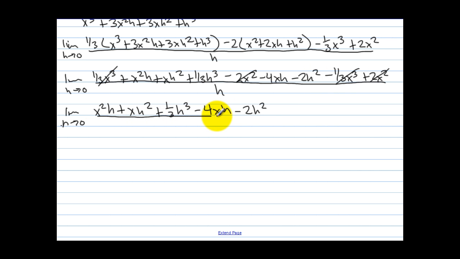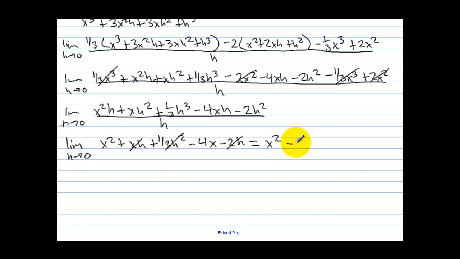Now, we've accomplished what we set out to accomplish. Everything has an h, so I could factor an h out of the top, and that would cancel with the bottom h. So let's do that. We have the limit as h approaches 0 of x squared plus xh plus 1/3 h squared minus 4x and then minus 2. Now everything that has an h is going to go away because now we can finally plug 0 in, and what we end up with is x squared. That'll go to 0 when we plug 0 in. That'll go to 0. That'll go to 0.